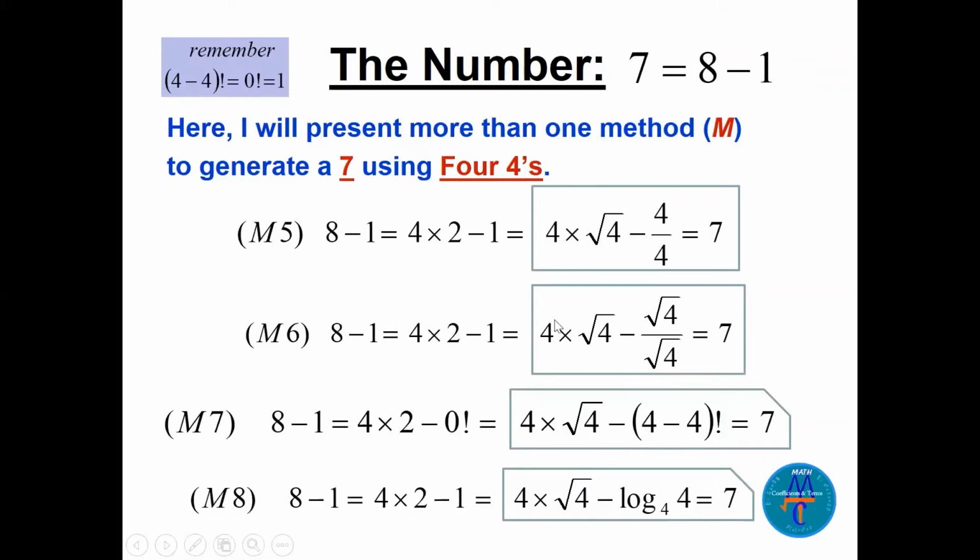4 times 2, 4 times 2, 4 times 2, 4 times 2. You change the way you present the 1. So that's another 4 methods. So now you have 8. Let's see more.